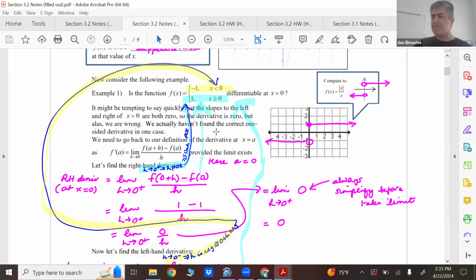And my drawing was a little off, guys. I apologize. I should have put a golden circle there. That should be filled in. This 0 is included. It was a lot.